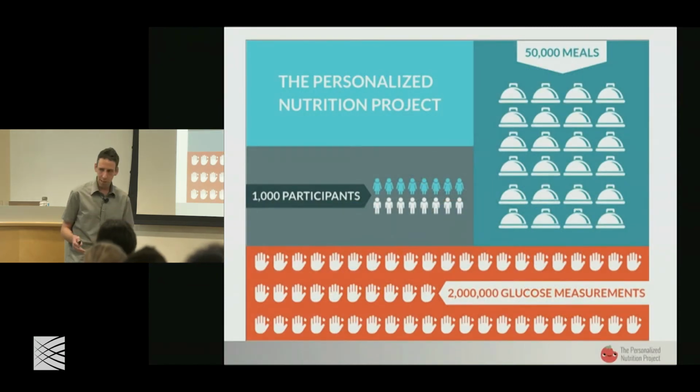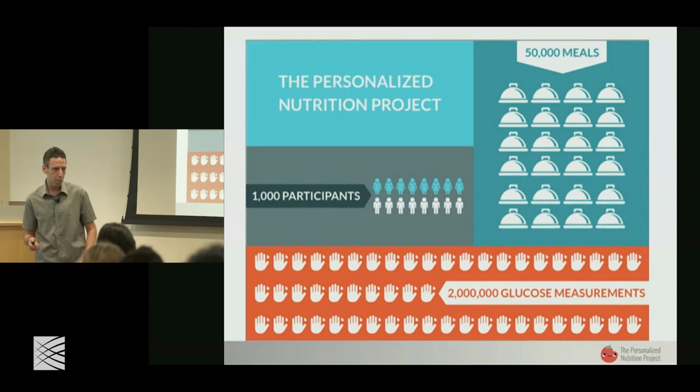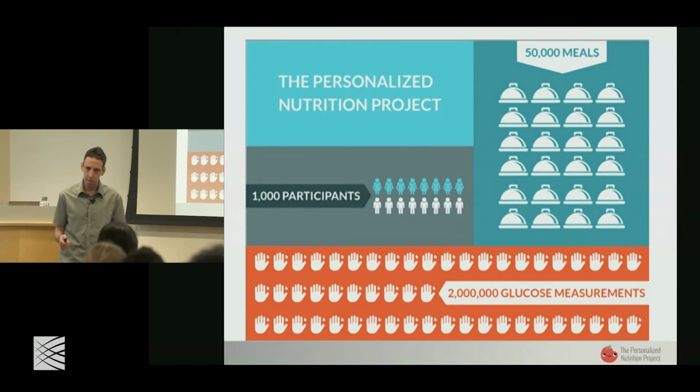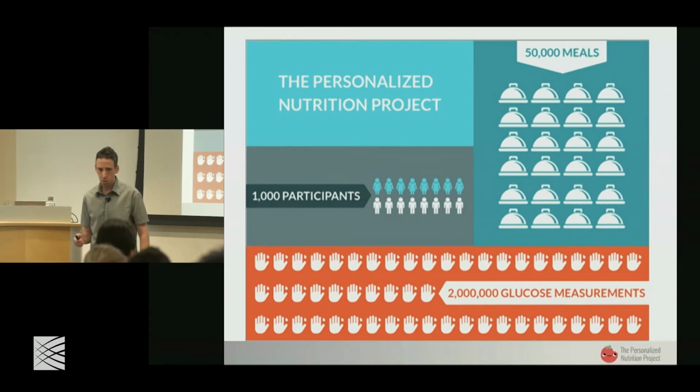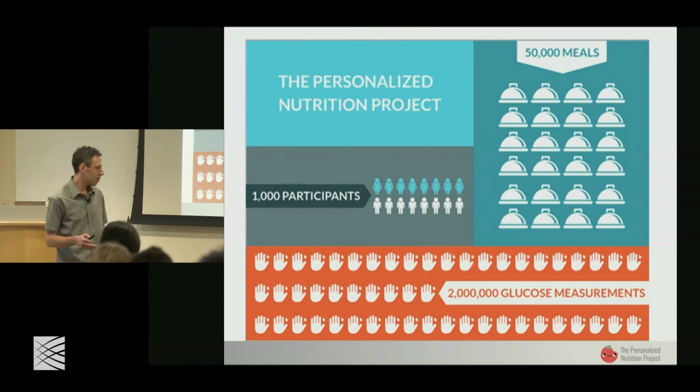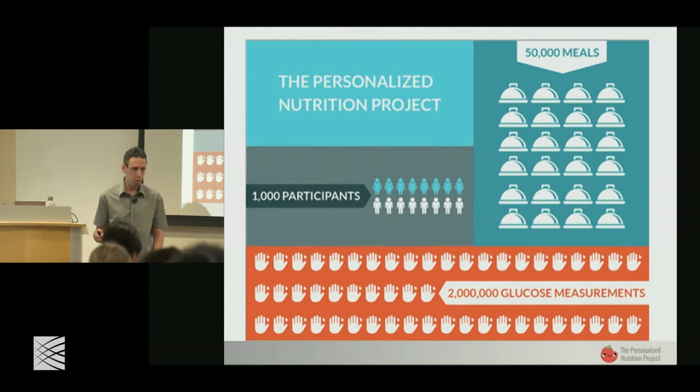And just to put things in context, this project is part of a large ongoing project at the Weizmann Institute of Science in Israel called the Personalized Nutrition Project. And this project aims to understand how our diet affects our health. The main emphasis is on glucose measurements because we know that high glucose levels are the main determinant of diabetes, which is a worldwide healthcare problem.